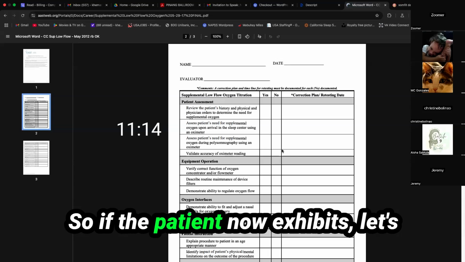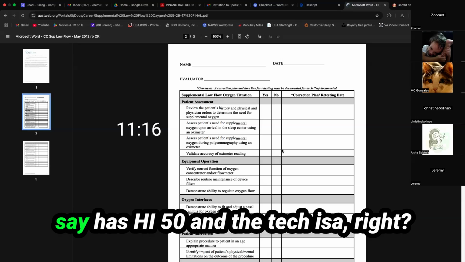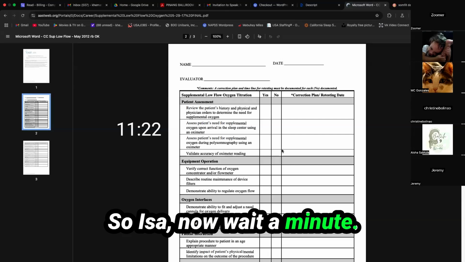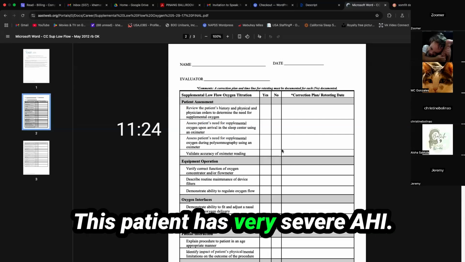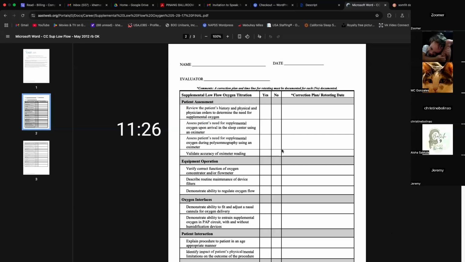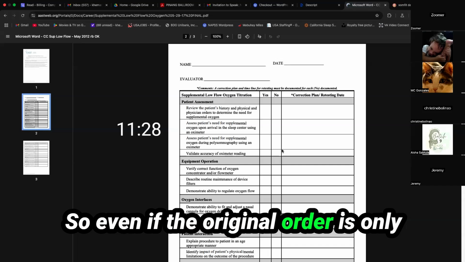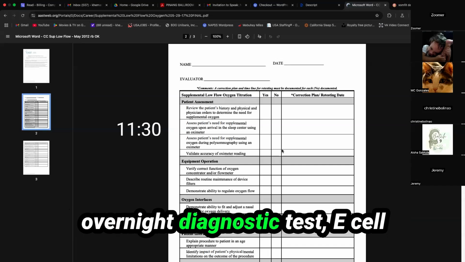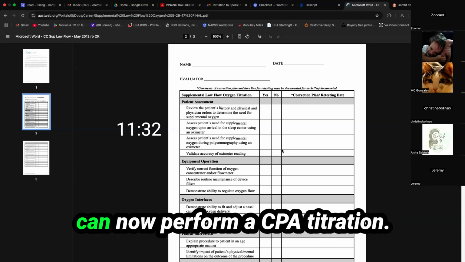So if the patient now exhibits, let's say, an AHI of 50, and the tech is ESA, right? So ESA, now wait a minute, this patient has very severe AHI. So even if the original order is only an overnight diagnostic test, ESA can now perform a CPAP titration.